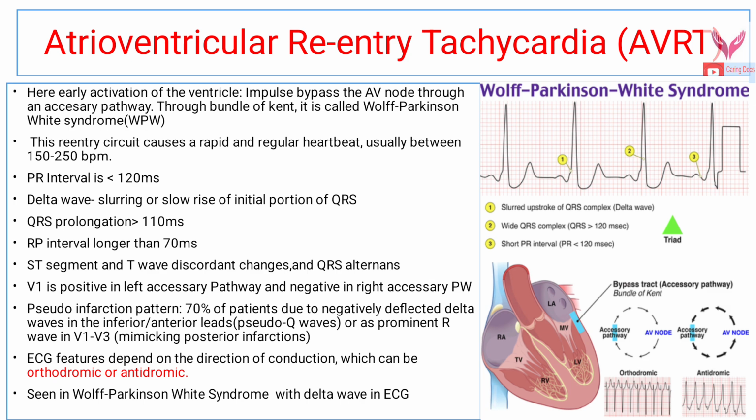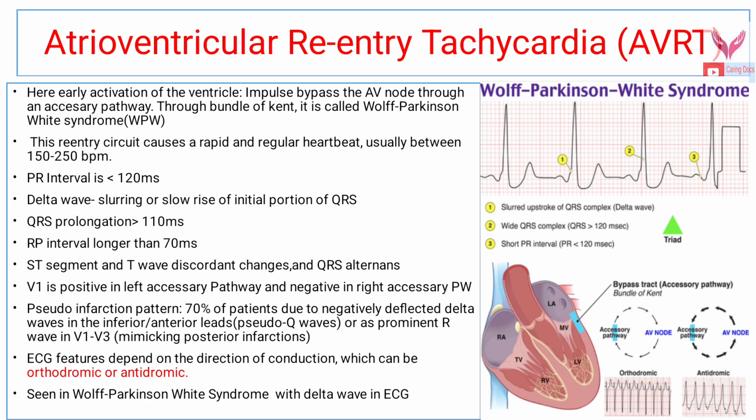Coming to the atrioventricular re-entry tachycardia, here early activation of the ventricles occurs. The impulse bypasses the AV node through an accessory pathway, the bundle of Kent. It is called Wolff-Parkinson-White syndrome. This re-entry circuit causes a rapid and regular heartbeat, usually between 150 to 250 beats per minute. The PR interval is less than 120 milliseconds.